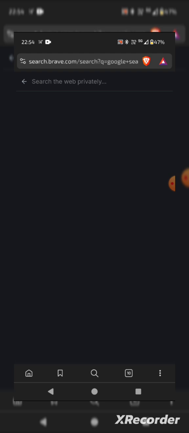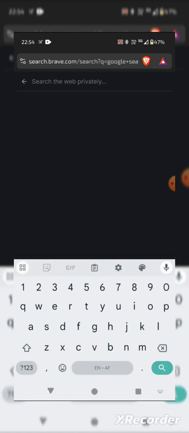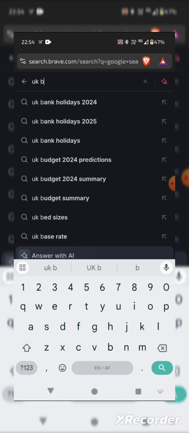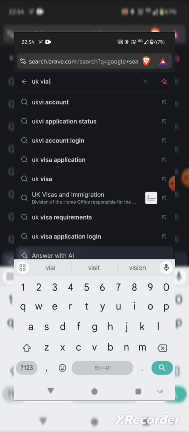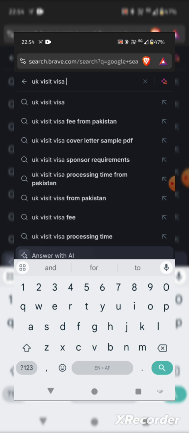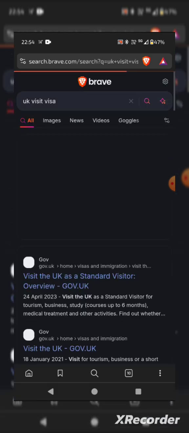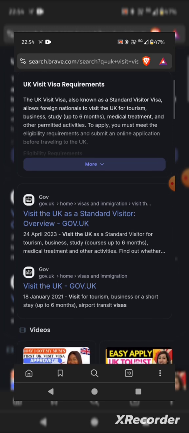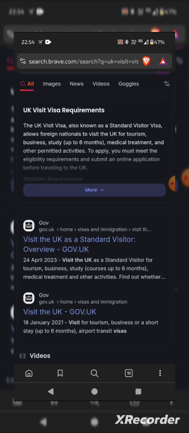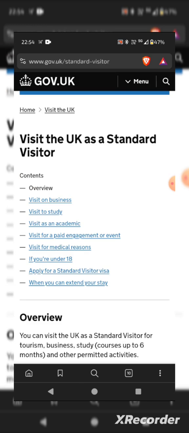Okay, so when you open your Google, type UK visit visa. Just type UK visit visa. The first link that comes up, the gov.uk, is the official website you use. You click on it.